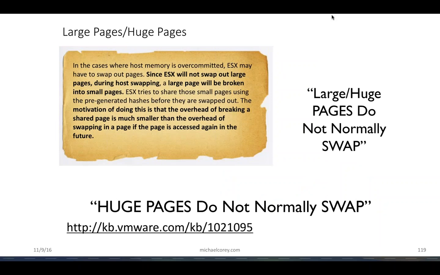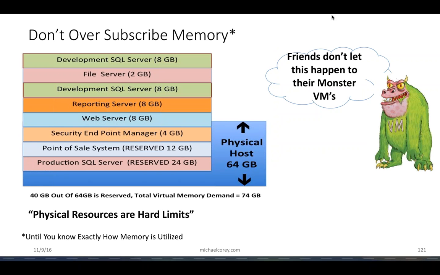Large pages or huge pages do not normally swap. If your system has performance issues, it's got to take those large pages or huge pages, break them down into small pages so they can swap out. I am a proponent of using them when you can, but understand if the system has memory issues, it might ultimately have to break them down to small pages so it can start swapping things out. Obviously, with a memory reservation, that's not going to happen.